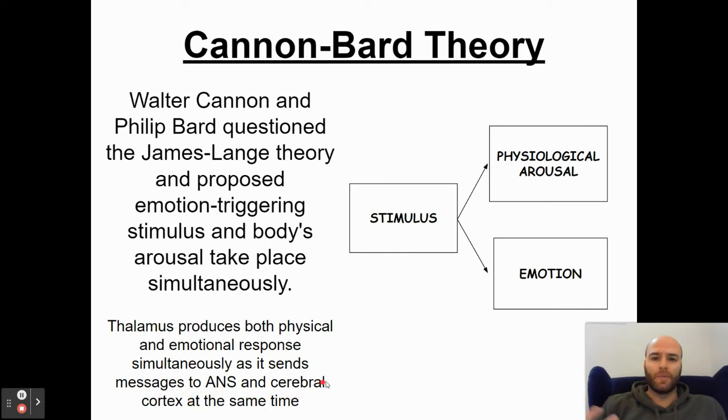So there is some thought and proof to this because the thalamus produces both physical and emotional responses simultaneously as it sends messages to your autonomic nervous system and cerebral cortex at the same time. Okay, so one way you can remember the Cannon-Bard theory, if there's ever a question about the thalamus and its role in emotion, you can be pretty sure that it is asking you about the Cannon-Bard theory. Okay, so this touches back to our Unit 3 material and knowing that the thalamus is like our sensory switchboard, our sensory traffic cop, sending information to where it needs to go so our body can respond appropriately. Well, it sends that information, that stimulus, to our autonomic nervous system and our cerebral cortex at the same time. And that's why Cannon-Bard stated they think those things happen simultaneously.